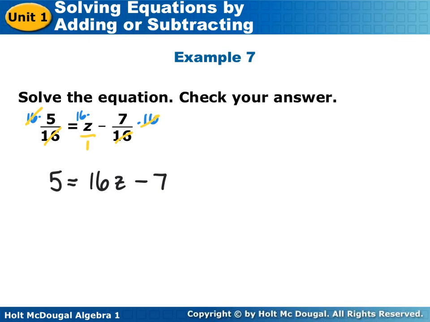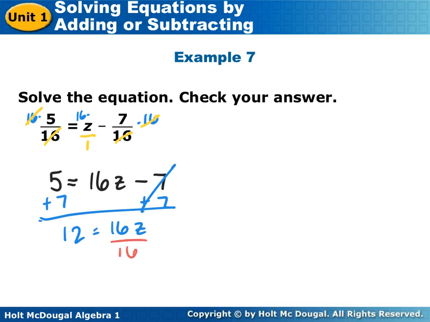Now, to solve this, what do you need to do? Put the 7 on the other side. Yeah, you need to get the z by itself. So the first thing you're going to do is add 7 to both sides. 12 is equal to 16z. Now, to undo multiplying by 16, you have to divide. So you get z is equal to 12 over 16.